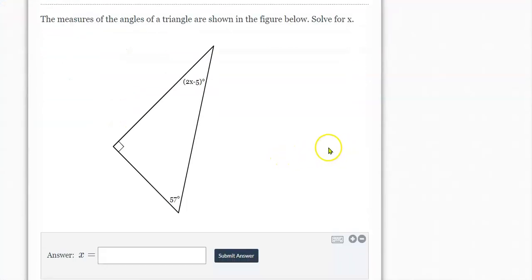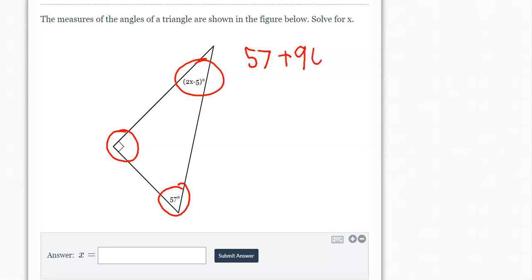So it's the same rule. All three angles have to add up to 180. But this time, the angle will be an algebraic expression. So here's angle 1, here's angle 2, and there's angle 3. So 57 is angle 1, 90 is angle 2, it's this one here, and the third angle is algebra, 2x minus 5. Don't forget, all of that adds up to 180.